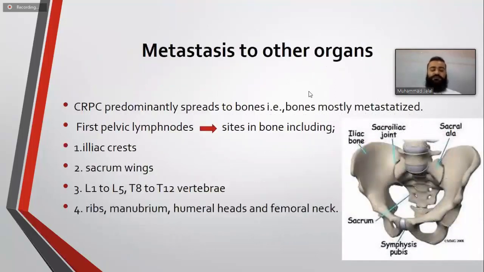Metastasis to other organs. Castration-resistant or hormone refractory prostate cancer predominantly spreads to bones. It means that bones are mostly metastasized. The sites in bone include iliac crest, sacrum wings, L1 to L5, vertebrae, ribs, sternum, humeral heads, and femoral neck.